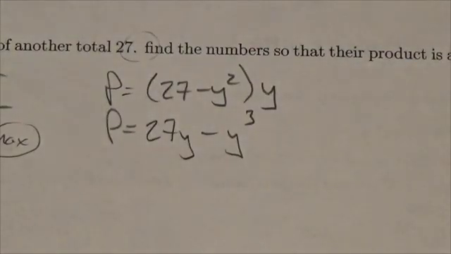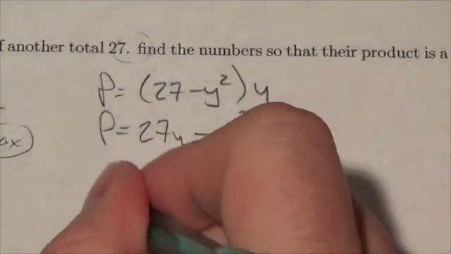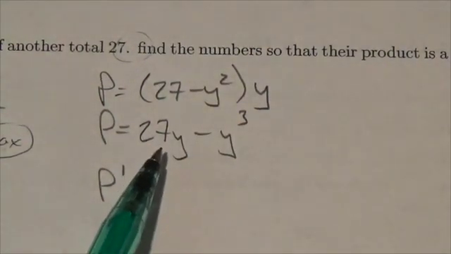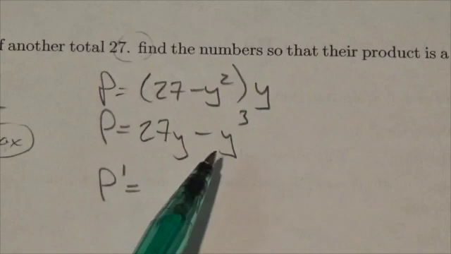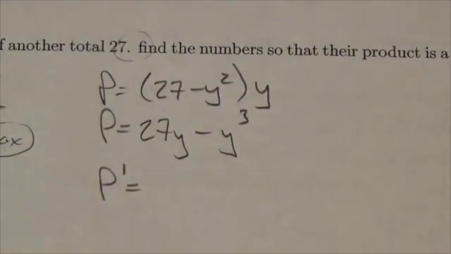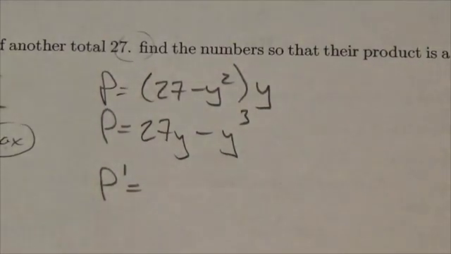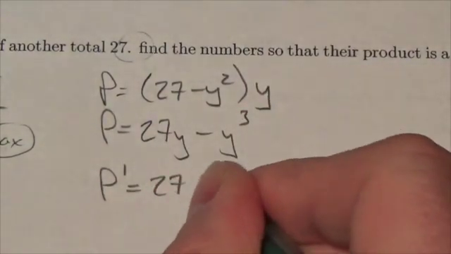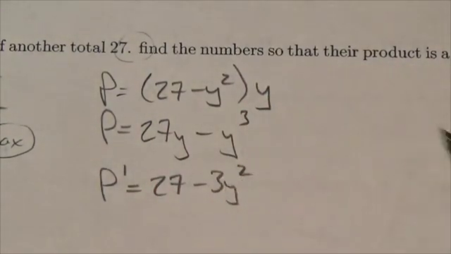Now, I'm going to take the derivative of this. Because y is the variable here, I will simply take the derivative with respect to y. I'm basically going to pretend that y is the x. I'm not going to take the derivative implicitly. I'm taking it as if y is just x. So this will become 27 minus 3y squared.